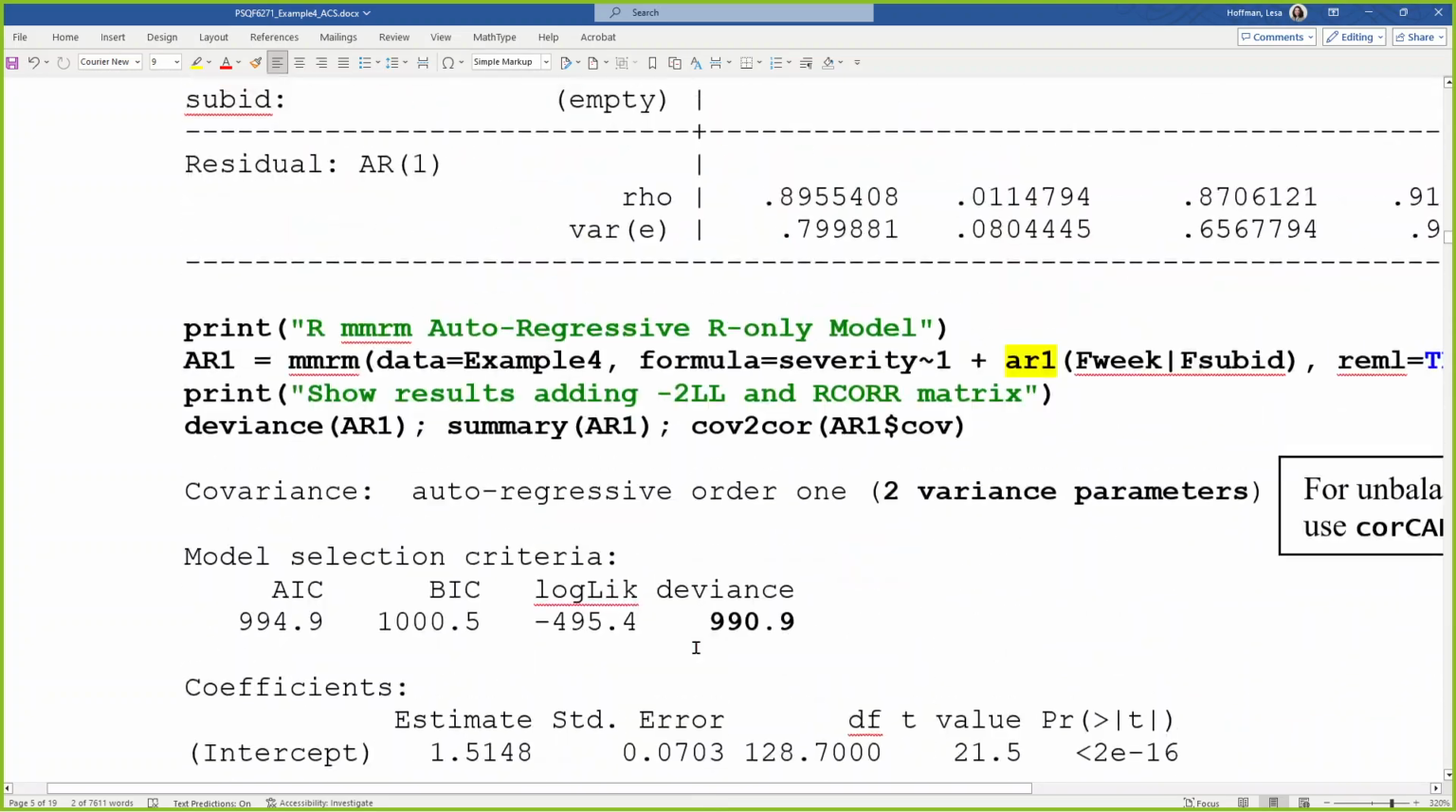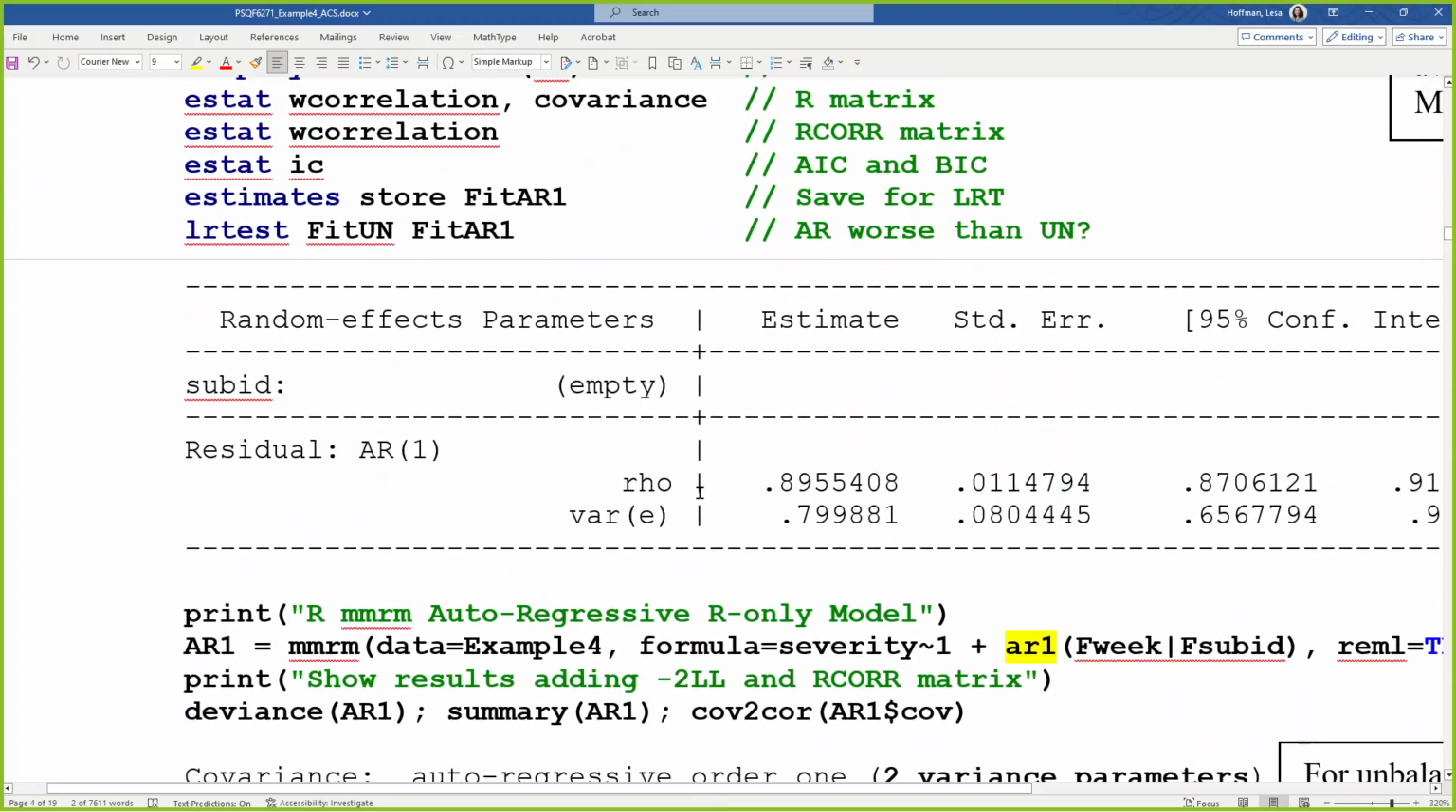Now, relative to compound symmetry, this model also has 2 parameters. They differ in that compound symmetry says there's one correlation and it's the same over time. Autoregressive says there's one correlation, but you square it, cube it, fourth it, and fifth it to make it go down over time. They both say that the variance is constant over time.